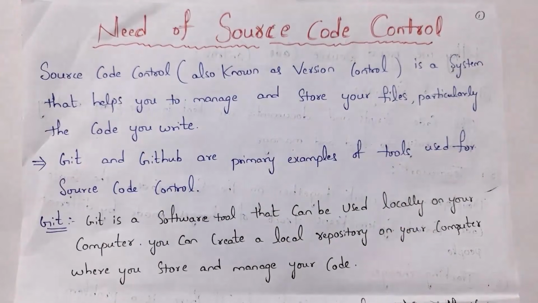Mainly source code control is used by developers in order to store their code. Whenever a developer writes any code, he will store that code in source code control. Later on, he will perform various operations on that code. In DevOps, we will use two kinds of tools for source code control. They are Git and GitHub.